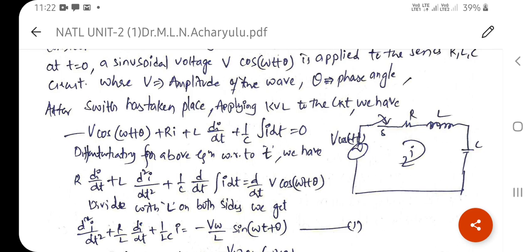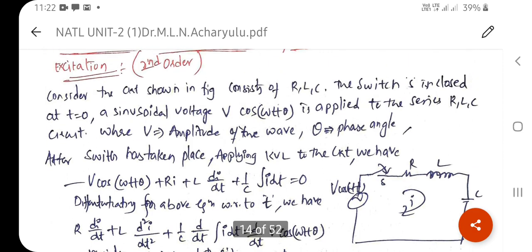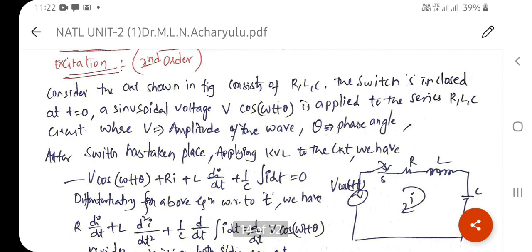Here the switch is indicated, and the voltage we are applying is V sine of omega t plus theta. R, L, C are the components: resistance, inductance and capacitance. You already know the voltage drop across the resistance is indicated by VR, across the capacitance by VC, and across the inductance by VL.